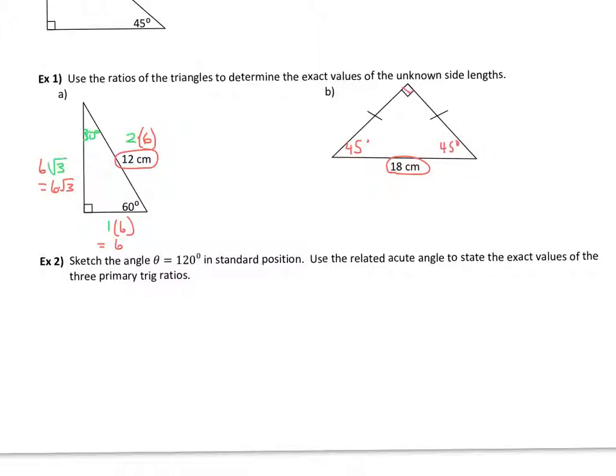180 minus this 90 leaves us with 90 degrees. That's split up evenly between these two bottom angles here. All right, that means my side lengths are in the ratio of 1, 1, square root 2. So now we need to come up with what to multiply the square root of 2 by to get it to equal 18.